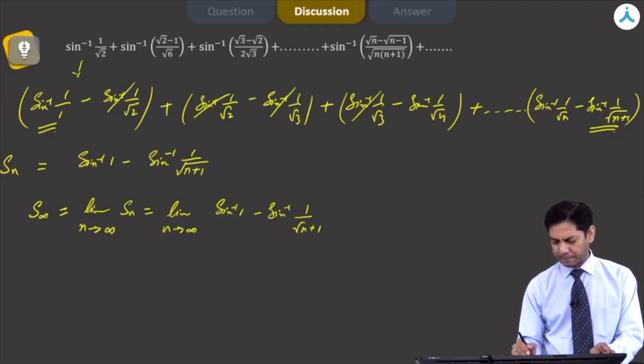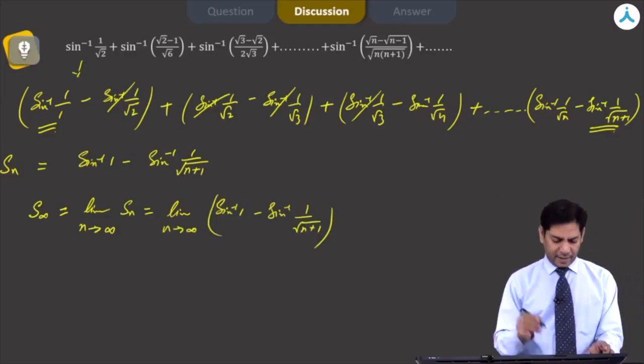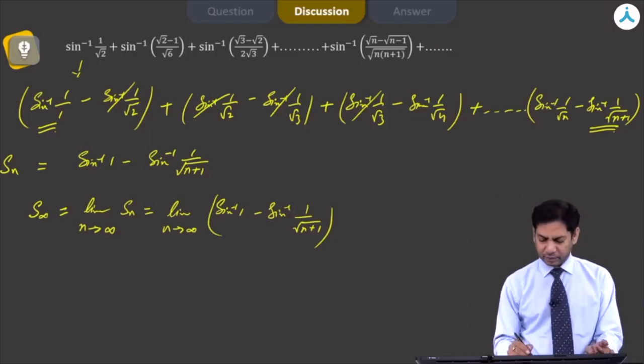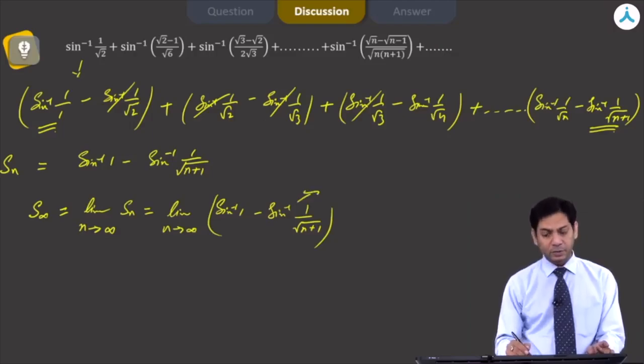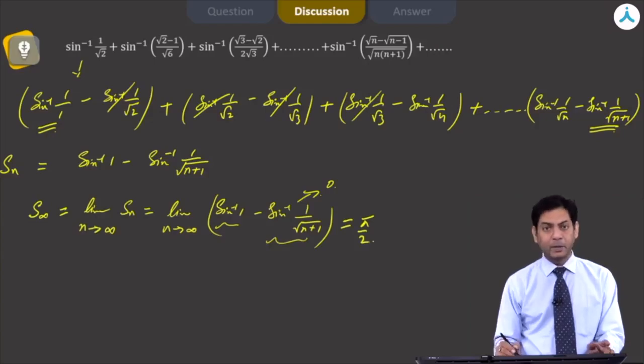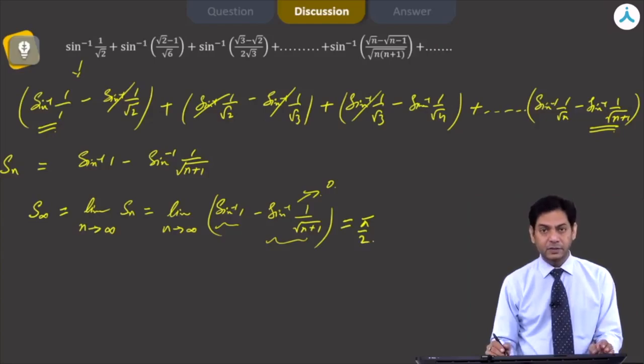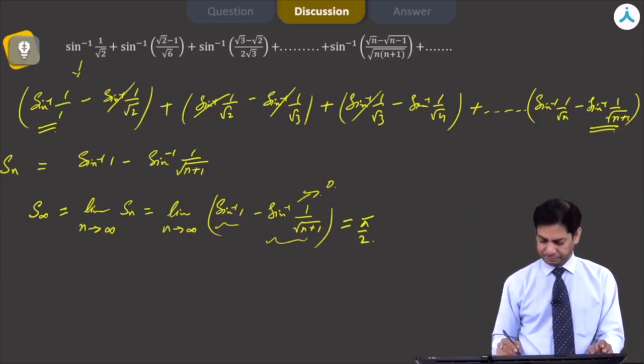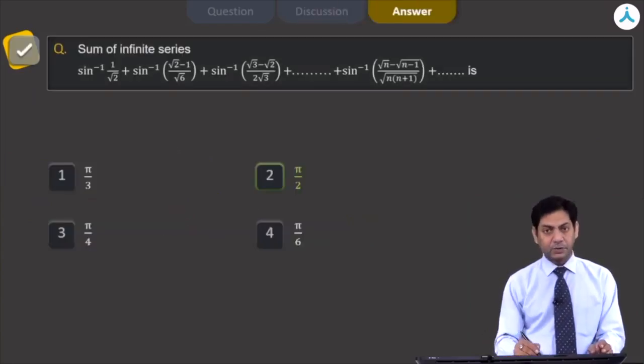Now when n is approaching infinity, we know that 1 upon root of n plus 1 will be approaching 0. So this will be sine inverse 0, and sine inverse 1 is equal to pi by 2. So this should come out to be equal to pi by 2. And that's the sum for infinite terms of this series. Let's check out the answer. That is okay. Option 2 says pi by 2, and that is the correct option.